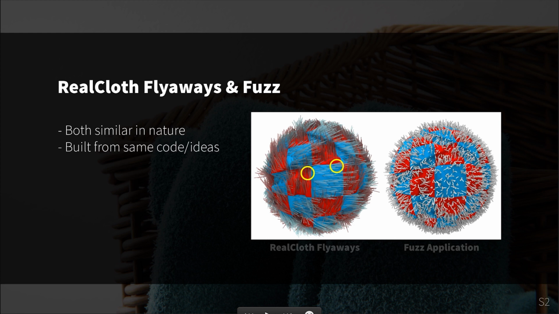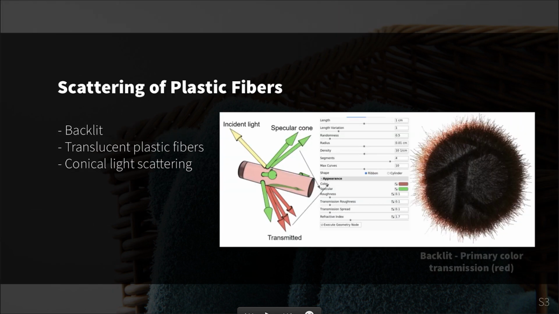And you have greater control over Fuzz. It's more controllable in a sense, but that can also sometimes be a disadvantage if you really want the realistic appearance that you can get with RealCloth. But let's get back to how the RealCloth flyaways respond to light. And this is also the default shading that you will see on Fuzz fibers.